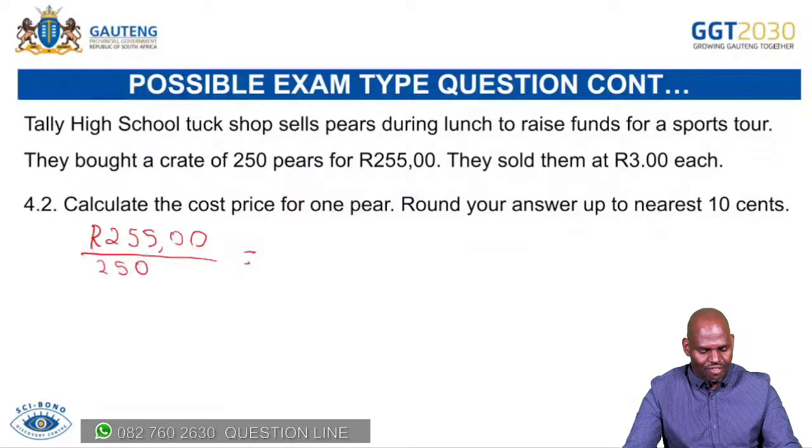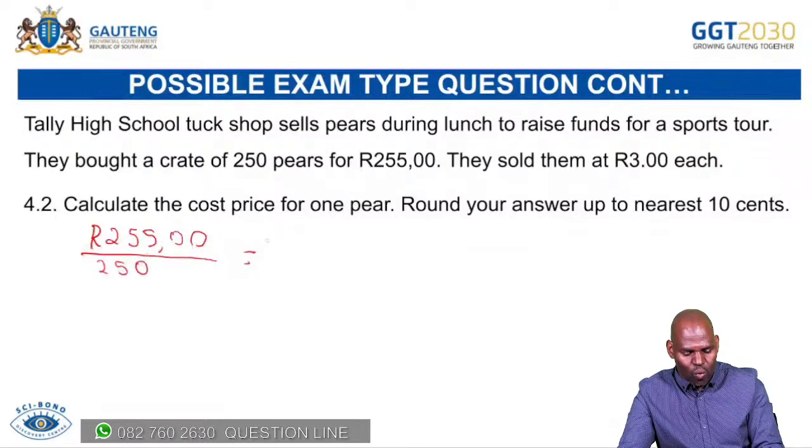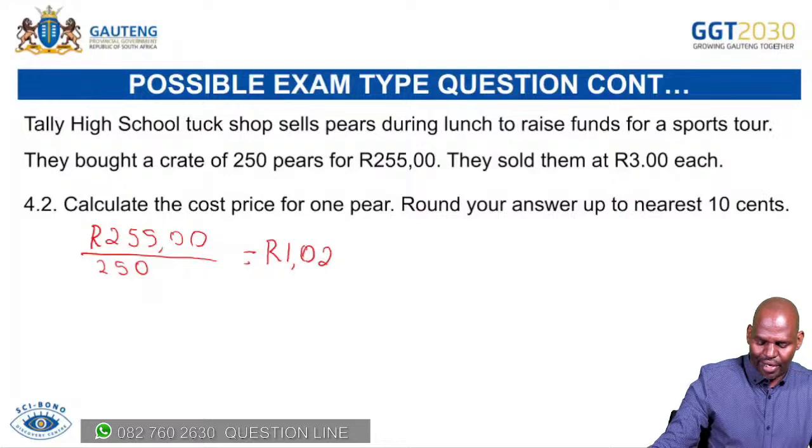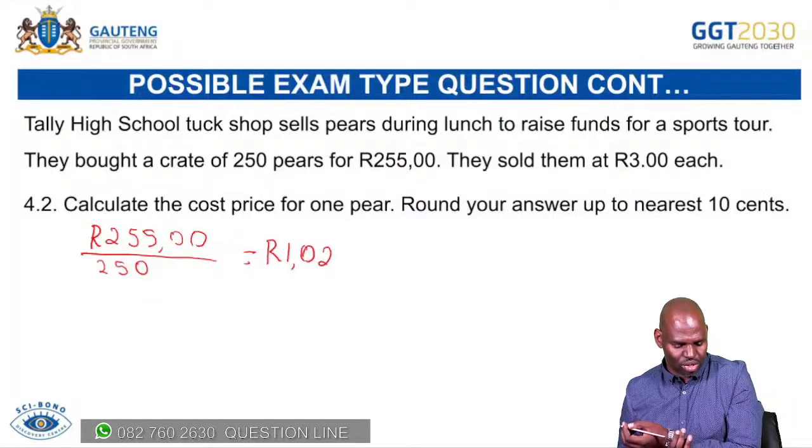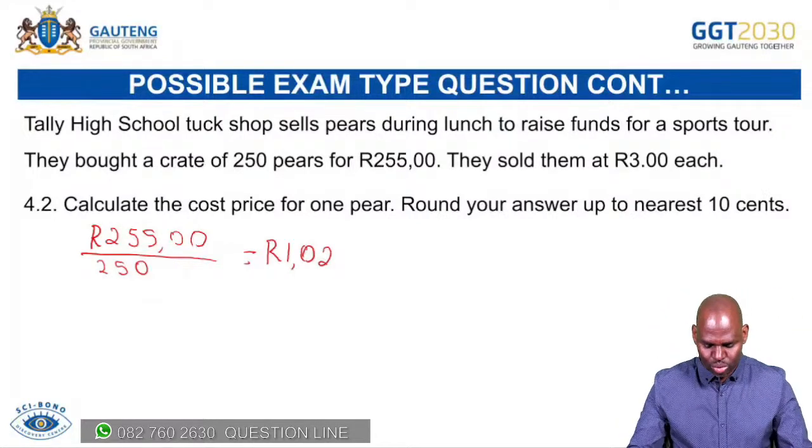So 255 divided by 250. Then what I'm getting is 1.02. Okay, so it's 1 rand and 2 cents.